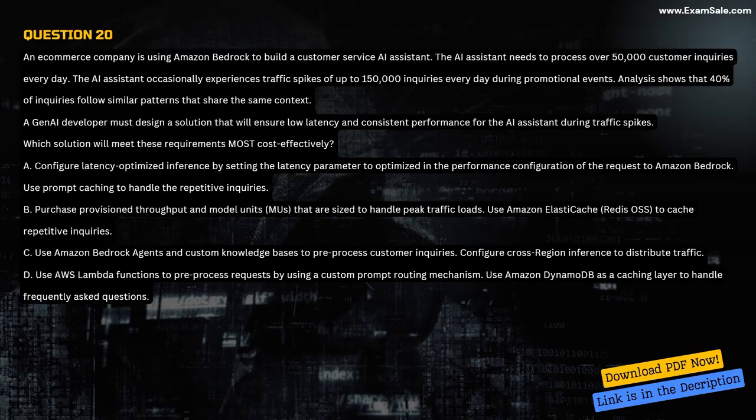C. Use Amazon Bedrock agents and custom knowledge bases to preprocess customer inquiries. Configure cross-region inference to distribute traffic. D. Use AWS Lambda functions to preprocess requests by using a custom prompt routing mechanism. Use Amazon DynamoDB as a caching layer to handle frequently asked questions.